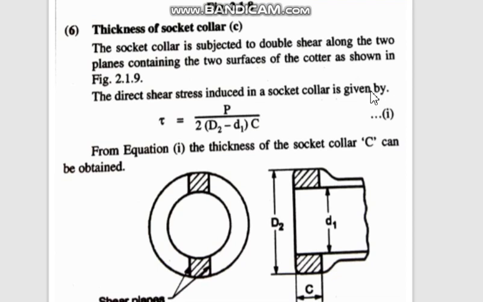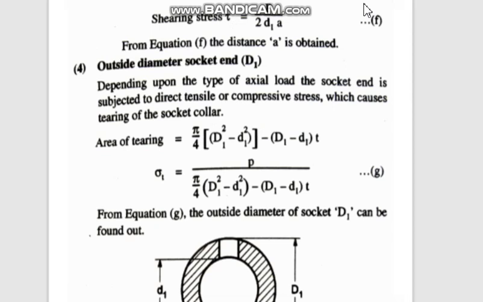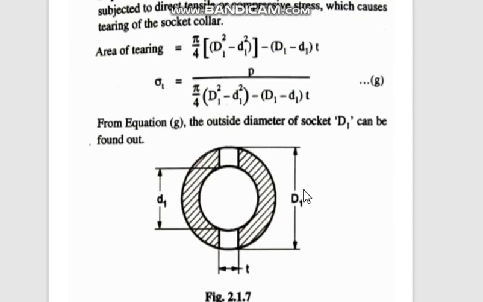But C can be obtained only if we know D2. D1 we know, D2 we don't know. So this step we should not do now. When we are designing the socket, first this step we should do: the outside diameter of socket. Outside diameter of socket means this D1. This is what we have to find out.